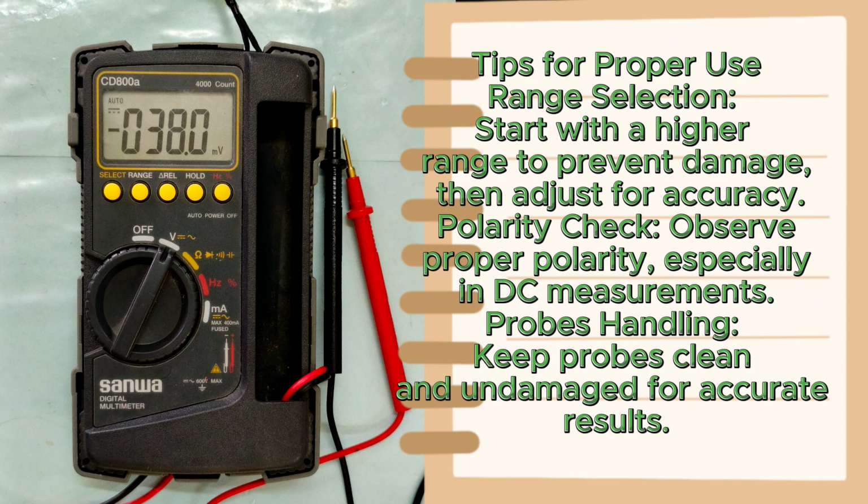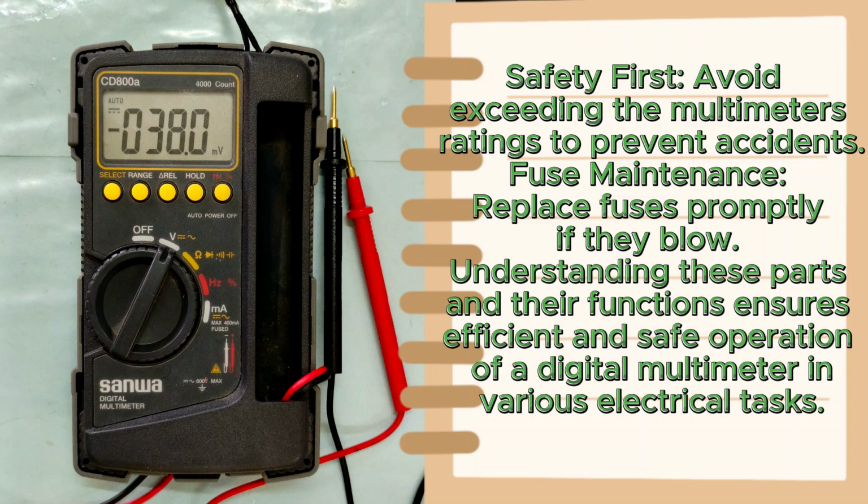Tips for proper use. 1. Range selection. Start with a higher range to prevent damage, then adjust for accuracy. 2. Polarity check. Observe proper polarity, especially in DC measurements. 3. Probe handling. Keep probes clean and undamaged for accurate results. 4. Safety first. Avoid exceeding the multimeter's ratings to prevent accidents.